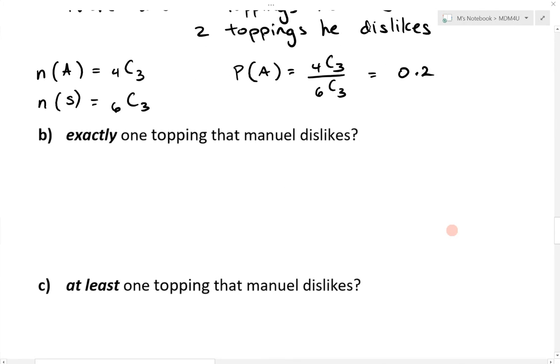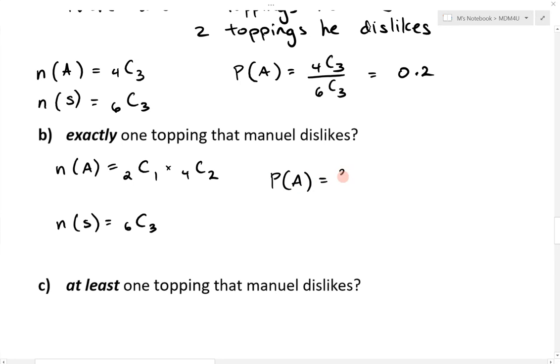Part B, what about exactly having 1 topping that Manuel dislikes? So the counting number of ways that can happen is that you can have 2 choose 1, if there's 2 that he dislikes. You're going to choose exactly one of them. And you're going to multiply that by 4 choose 2. So there's 4 toppings he does like, and we're going to have exactly 2 of them. And then n of s, total number of outcomes, is still unchanged, so 6 choose 3. So the probability is going to be 2 choose 1 times 4 choose 2 divided by 6 choose 3, which is equal to 0.60 or 60%.